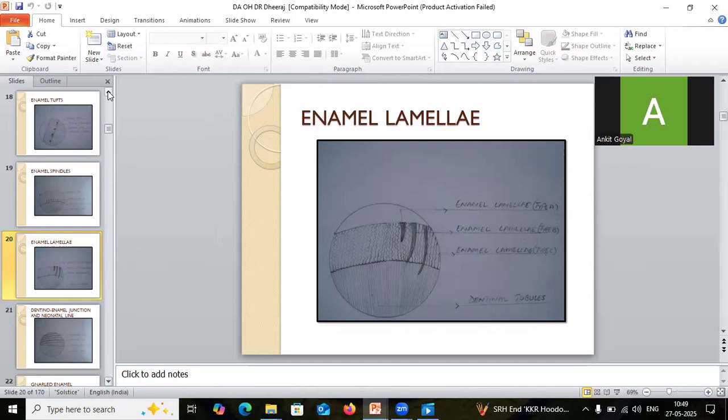Enamel lamellae may be mistaken for cracks formed while making ground sections. To differentiate the two, decalcification of the ground section can be done. The structure that remains after decalcification can be considered as the true enamel lamella. Enamel lamellae are considered to be weak points in the enamel, which may allow the penetration of microorganisms and therefore can serve as a pathway.